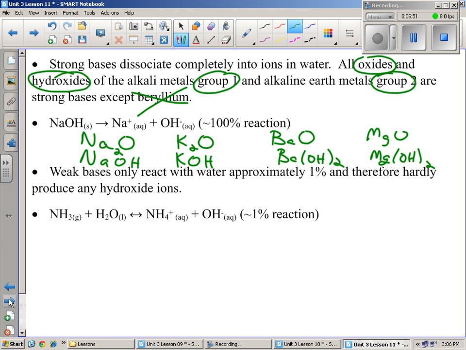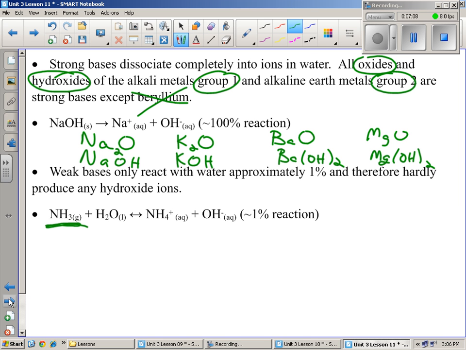You don't even have to memorize these ones. Well, you do, but there's not 6 specific ones. You just look over there. Any oxide, hydroxide, group 1, group 2, strong base, not beryllium. Anything else is weak. Here's an example of a weak base. We looked at that one earlier today.